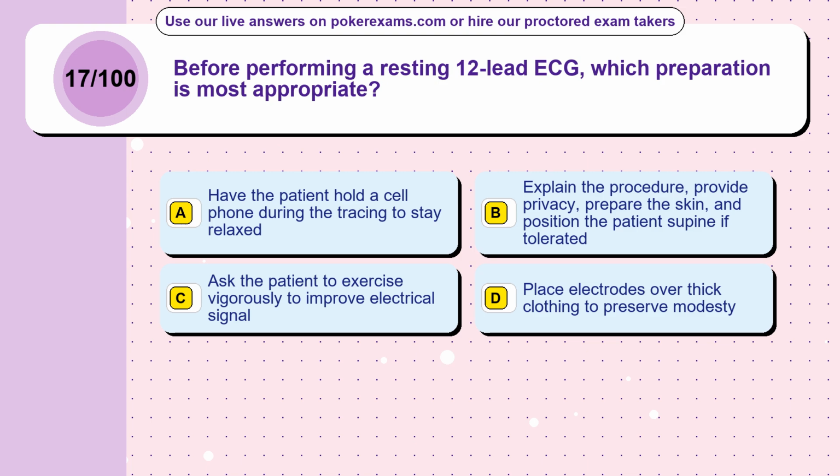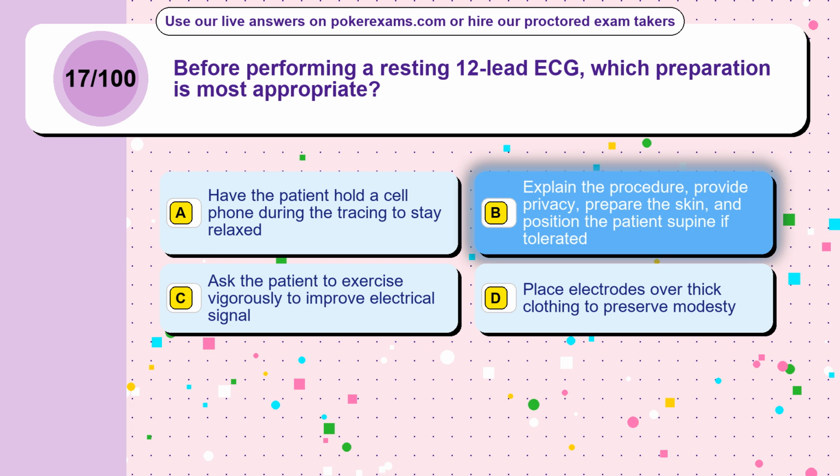Question 17. Before performing a resting 12-lead ECG, which preparation is most appropriate? Option A. Have the patient hold a cell phone during the tracing to stay relaxed. Option B. Explain the procedure, provide privacy, prepare the skin, and position the patient supine if tolerated. Option C. Ask the patient to exercise vigorously to improve electrical signal. Option D. Place electrodes over thick clothing to preserve modesty.